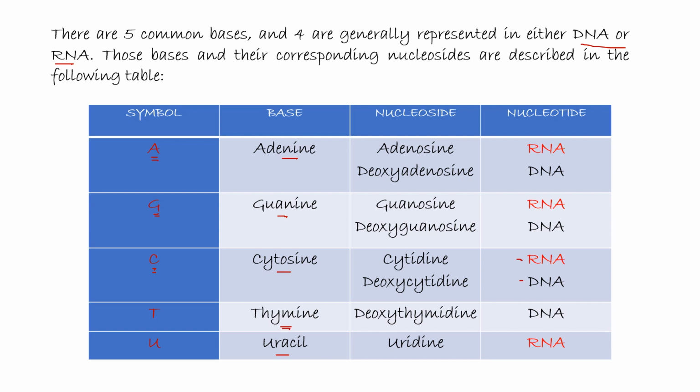Thymine, capital T, is present only in deoxythymidine in DNA, while uracil is present in uridine in RNA. So, as you can see, adenine, guanine, cytosine, thymine are present in DNA, while adenine, guanine, cytosine, uracil are present in RNA.